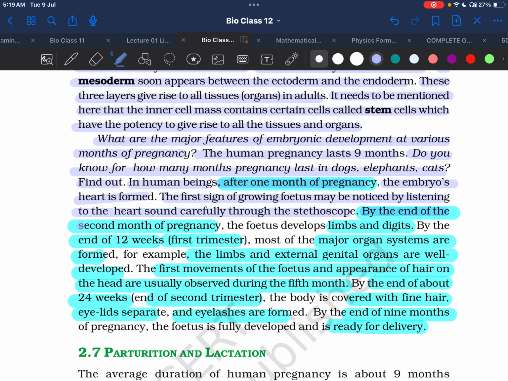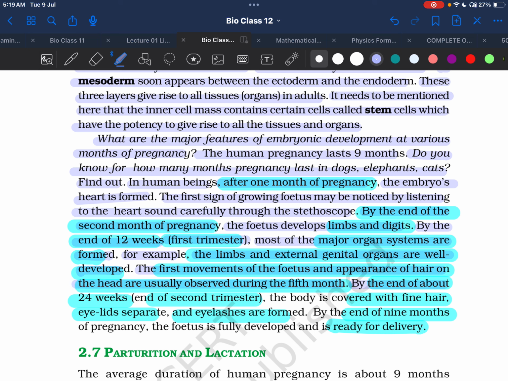By the end of the second month of pregnancy, the fetus develops limbs and digits. By the end of 12 weeks, the first trimester, most of the major organ systems are formed. For example, the limbs and the external genital organs are well developed. The first movements of the fetus and the appearance of hair on the head are usually observed during the fifth month.